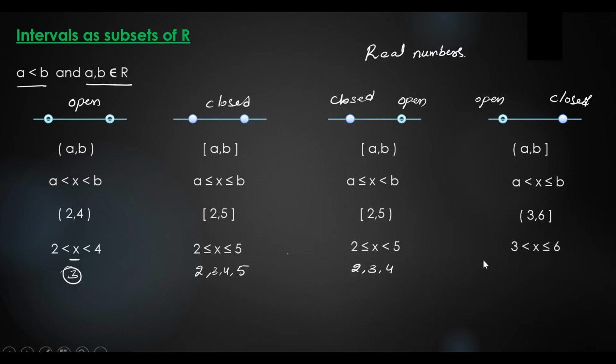In the next interval, we are having 3 less than X less than or equal to 6. So the values would not include 3. So we are having 4 comma 5 comma 6. Okay, these are the values we are having in those intervals. Okay, let's go to the next topic.